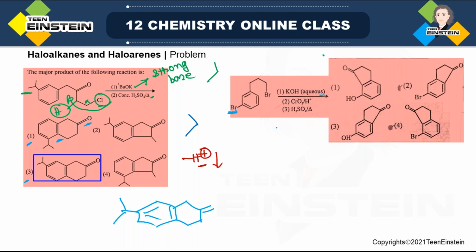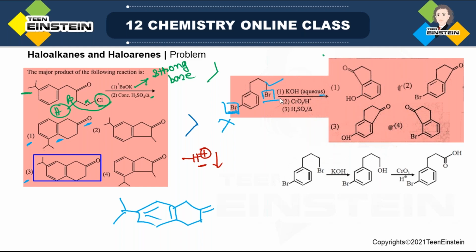Next reagent is chromium oxide H plus, acidic condition chromium trioxide. Third reagent is acidic condition H2SO4 along with heat. Now remember, KOH, whether you are using alcoholic condition or aqueous condition, depending on that, it may be substitution or it may be elimination. So when it is aqueous, it is basically substitution. And substitution is favored for aliphatic halogen. So this bromine will be substituted, not this one. So the first step is, in presence of KOH, you will get OH.